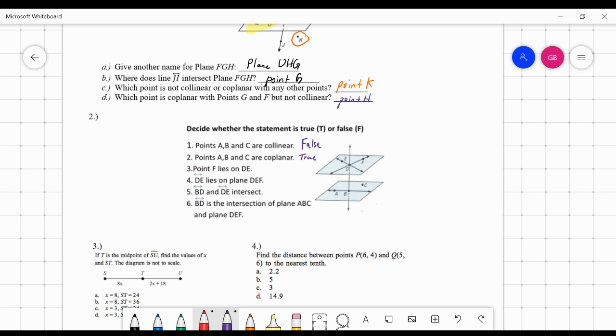Point F lies on DE. No, this is DE. F is not on DE. So that's going to be false. DE lies on plane DEF. Yes, that's true.